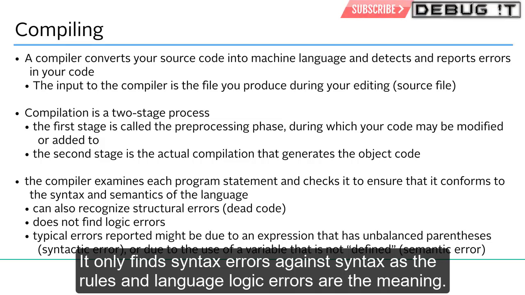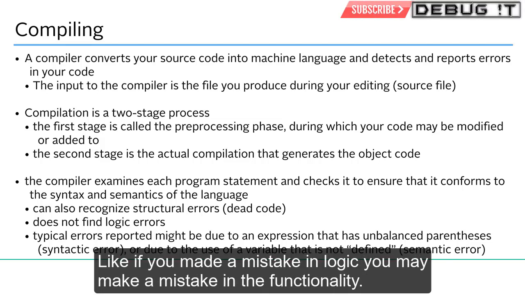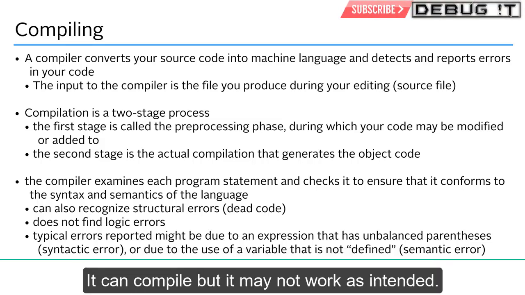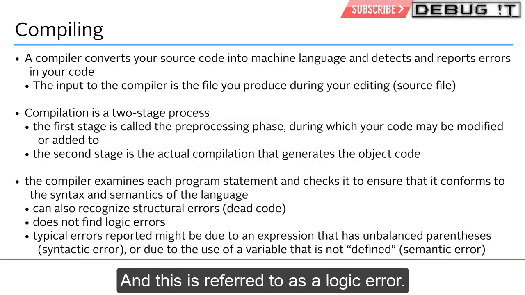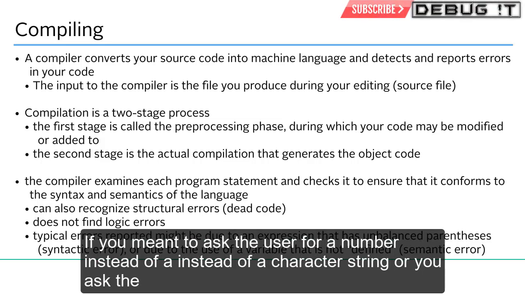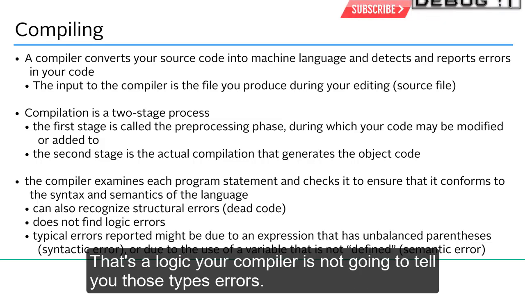Again, syntax is the rules in the language. Logic errors are the meaning. Like if you made a mistake in logic, you may make a mistake in the functionality. So your code can run, it can compile, but it may not work as intended. And this is referred to as a logic error. The compiler is not going to tell you if you have a logic error. If you meant to ask the user for a number instead of a character, a string, or you ask the user for their last name before their first name, that's a logic error. Compiler is not going to tell you those types of errors.